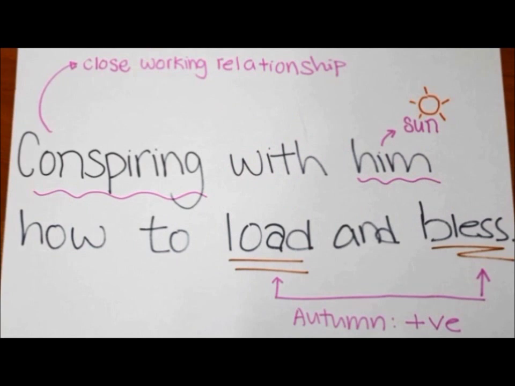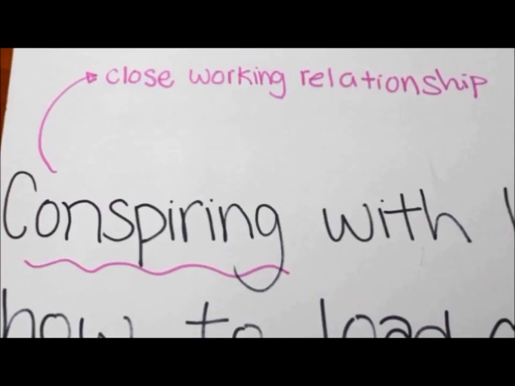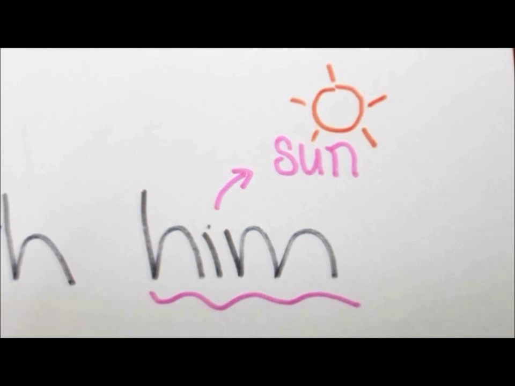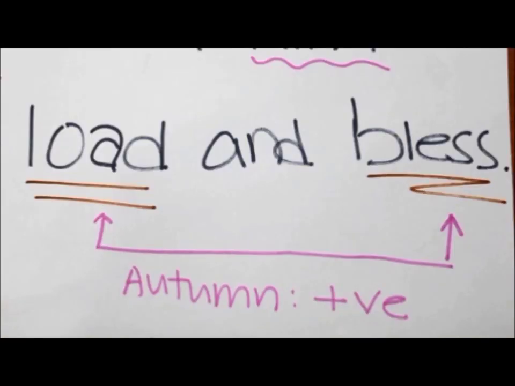Him in this case refers to the sun. The word conspiring suggests that the sun and autumn are secretly planning ways to load and bless. The very fact that they're secretly planning shows that autumn appears gloomy outside, but with deeper understanding of the season, it is in fact a pleasant season that should be celebrated.